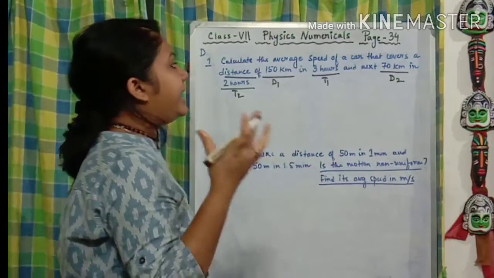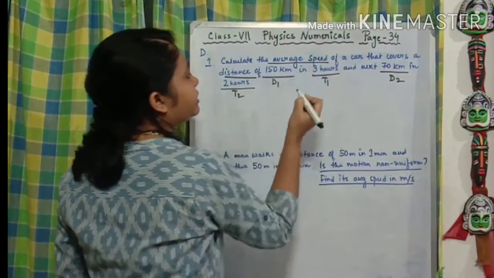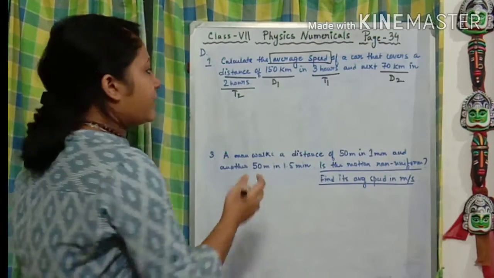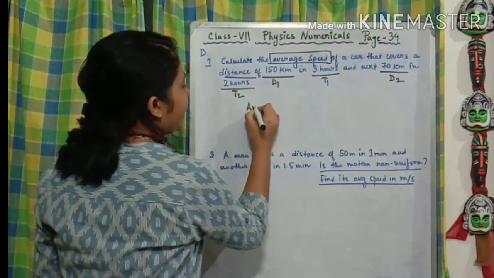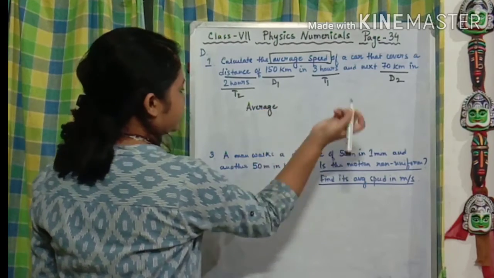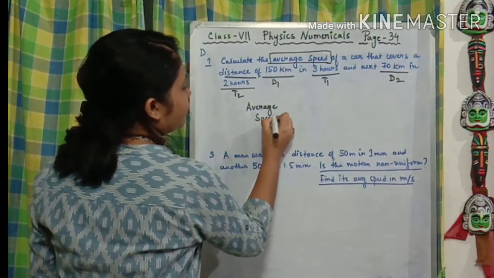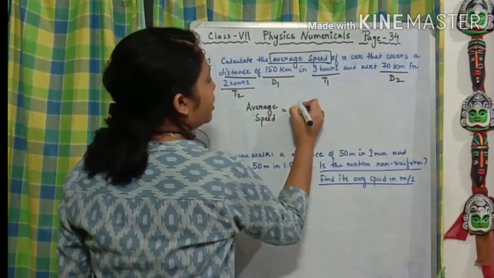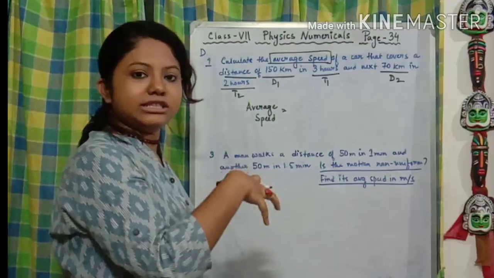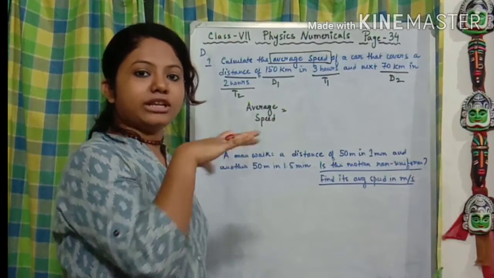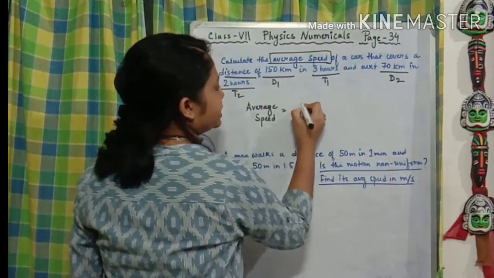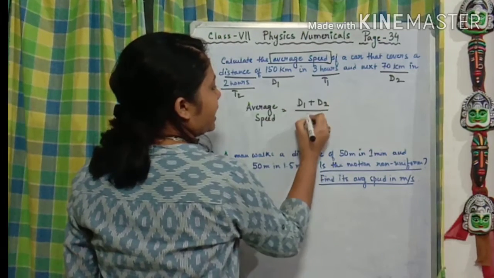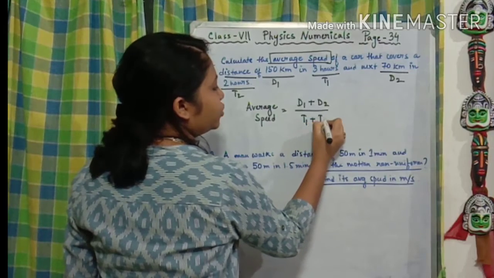Now, we are asked to find the average speed. When we are finding any average, be it average speed or anything, we find the cumulative of that quantity. So here we are going to add up all the distances and divide it by the sum of all the times. The total distance is D1 plus D2, and the total time is T1 plus T2.